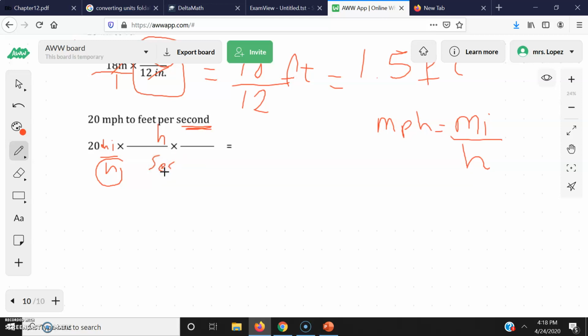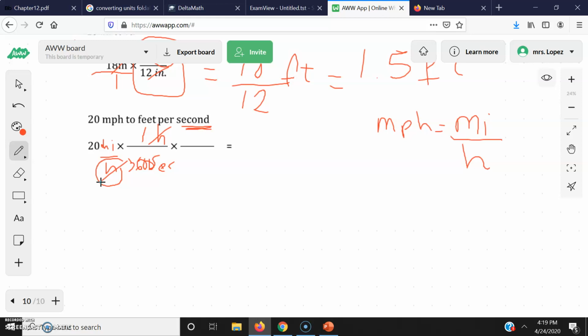Okay, what do I know? In 1 hour, there are 3,600 seconds. Yes, in 1 hour there are 60 minutes. In each minute there are 60 seconds. 60 times 60, 3,600. Okay. Now with that, I don't have more hours. Now I have the seconds. Now I need to change the miles to feet.